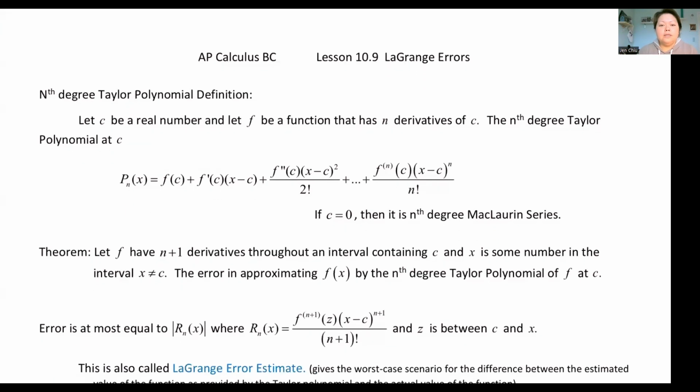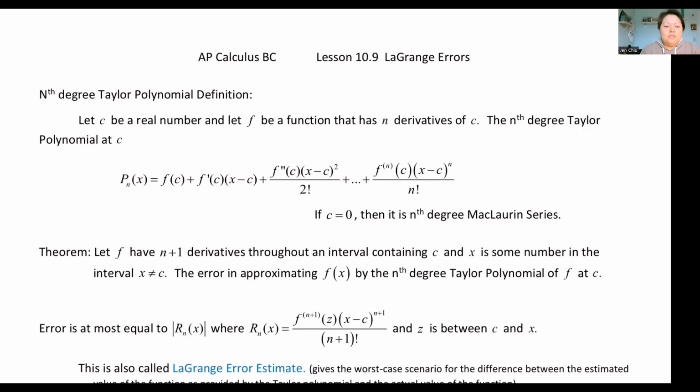Okay, this is lesson 10.9 on Lagrange errors. Our textbook doesn't really refer to this as Lagrange error. The textbook refers to this as error estimate, but the AP exam talks about this as Lagrange error. So you can probably guess it's somebody really smart named Lagrange that figured out, oh, there's an error.